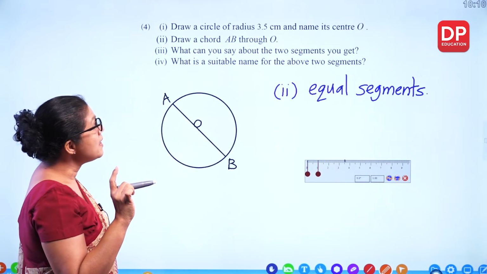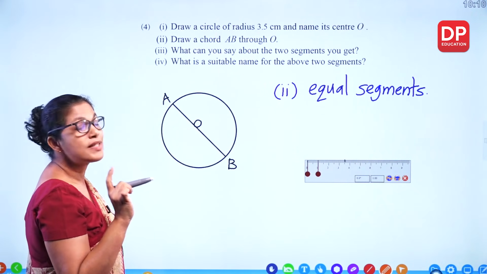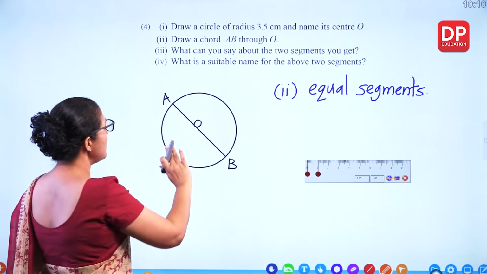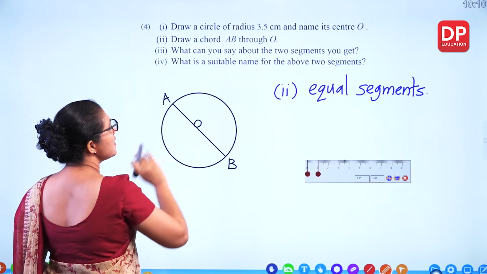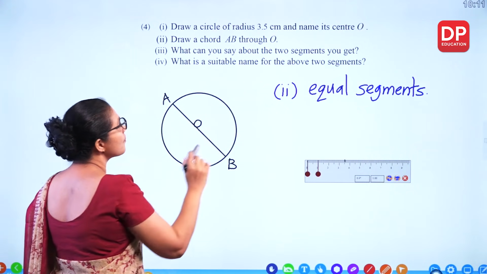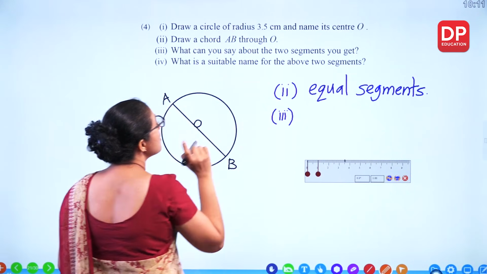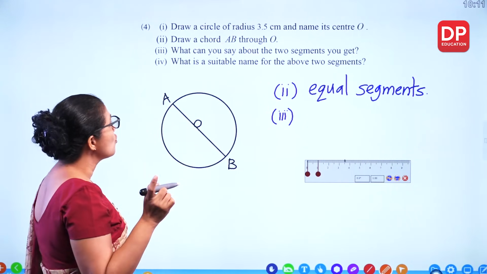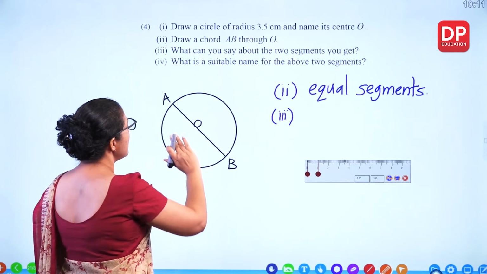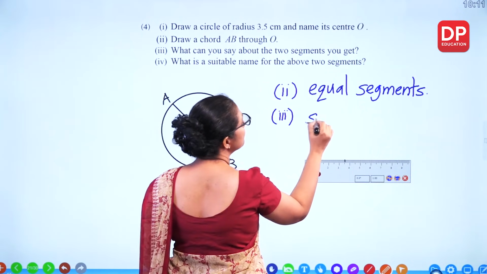What is a suitable name for the above two segments? So this is a semicircle. You can't say major or minor because both are the same. So you can say semicircle.